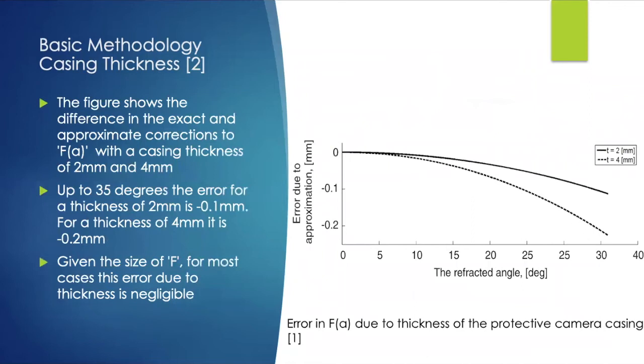The figure on the right shows the difference in the exact and approximate corrections to the perspective center offset evaluated at the angle of refraction, with a casing thickness of 2 millimeters and 4 millimeters. Up to 35 degrees, the error for a thickness of 2 millimeters is negative 0.1 millimeters. For a thickness of 4 millimeters, it is negative 0.2 millimeters. Given the size of the perspective center distance, for most cases, this error due to the thickness is negligible.